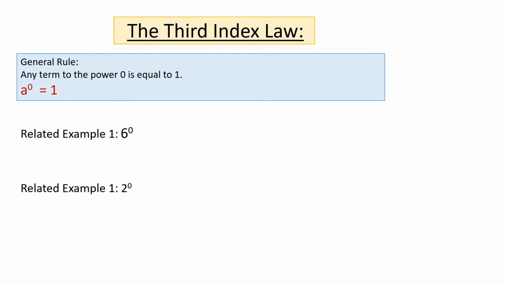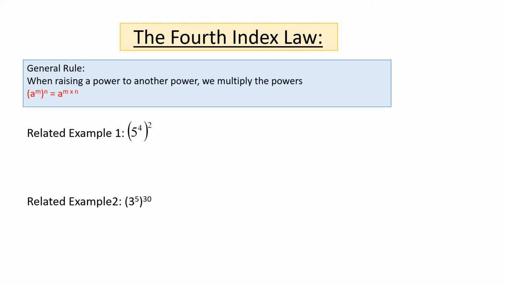The third index law, general rule: any term to the power 0 is equal to 1. So for any term, for example, we have a raised to the power 0 equals 1. Related example, 6 raised to the power 0 equals 1. This is the answer. Next, 2 raised to the power 0, which is also equivalent to 1. This is the answer.